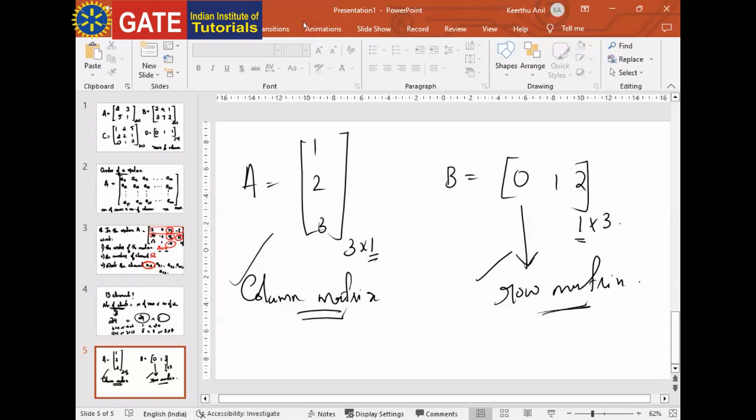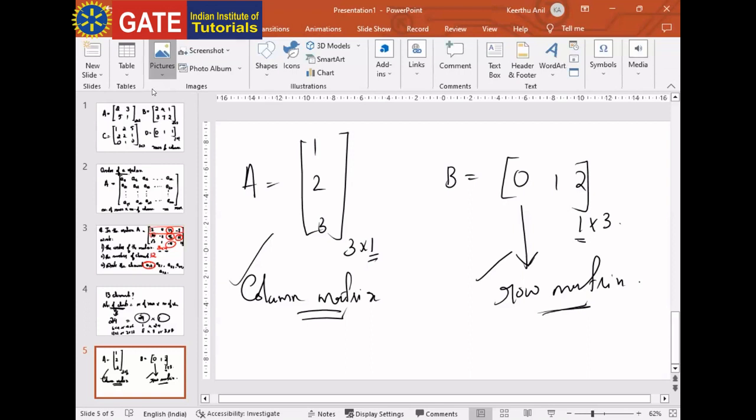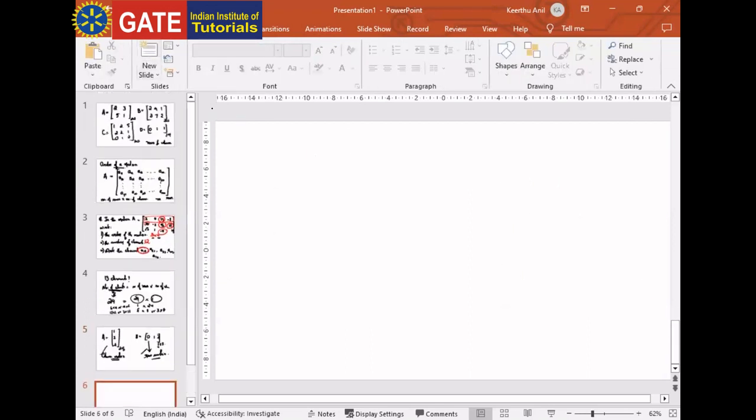So you can write the next question. If a matrix has 18 elements, what are the possible orders it can have? What if it has 5 elements?